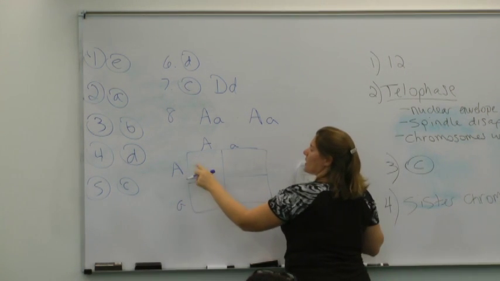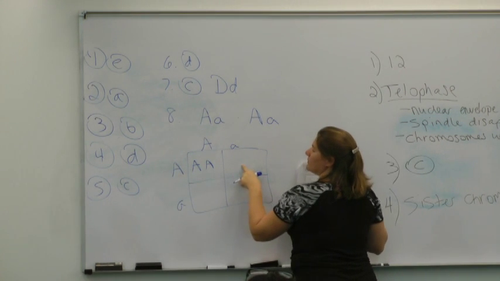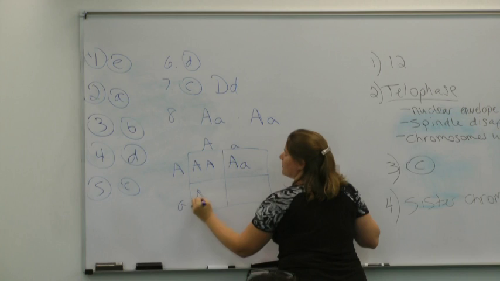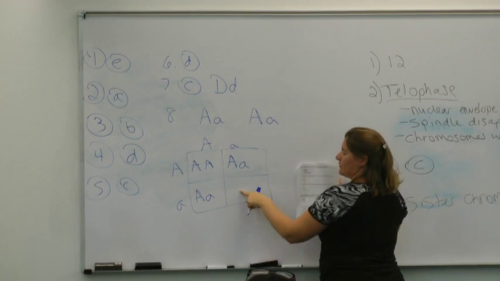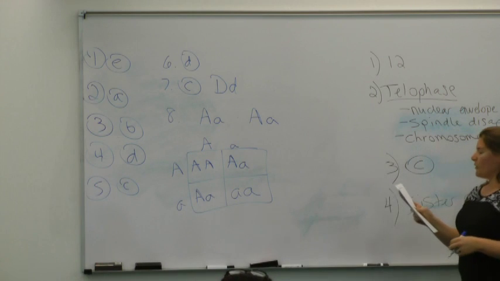So how do we fill in our box? What's going to go here? Big A, big A here. Big A, little a here. Big A, little a here. Little a, little a. Good. So what's our phenotypic ratio?